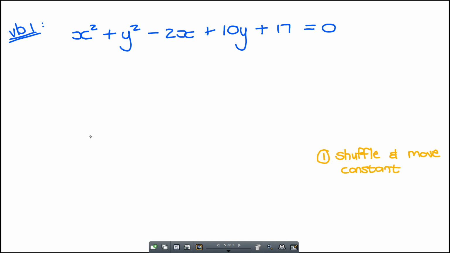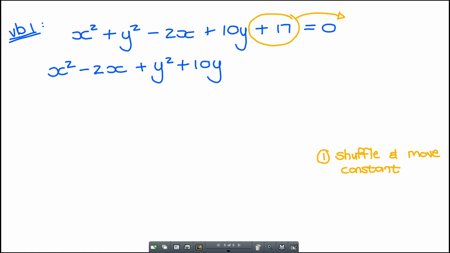Okay, good, so let's shuffle them quickly. Then I'm going to have x squared minus 2x plus y squared plus 10y. Can you see I'm grouping together my x ones and then my y ones? No? And then this constant, I'm going to move over. So it will become equal to minus 17. Are you guys good? So now we're already closer to what we want.